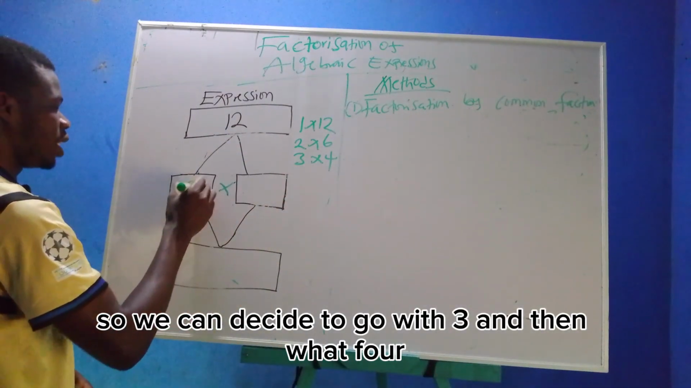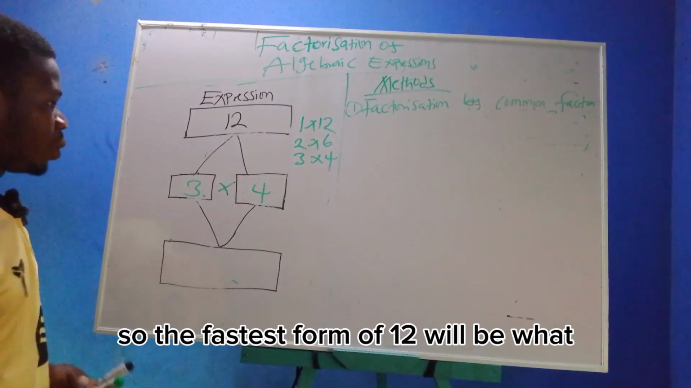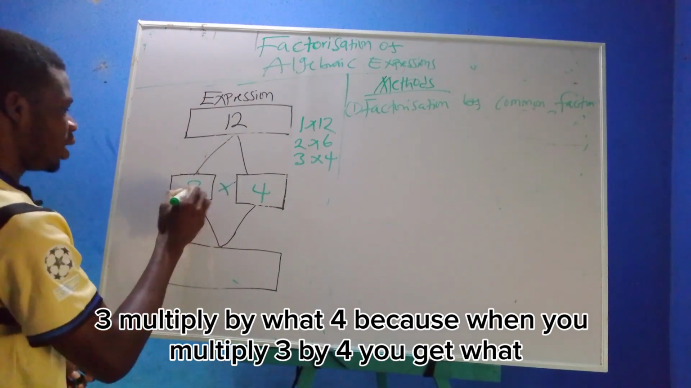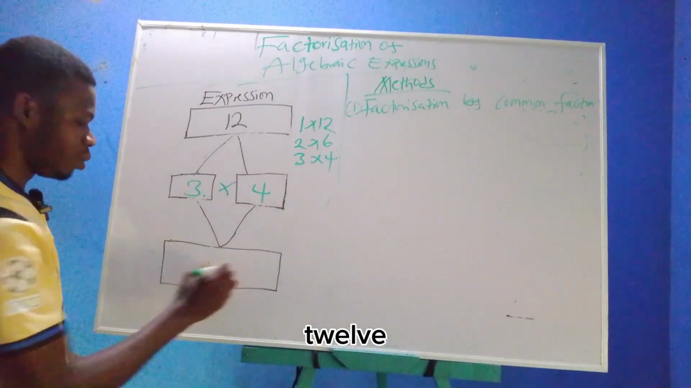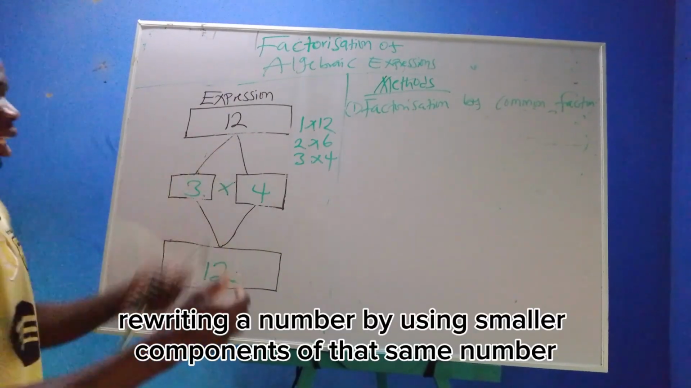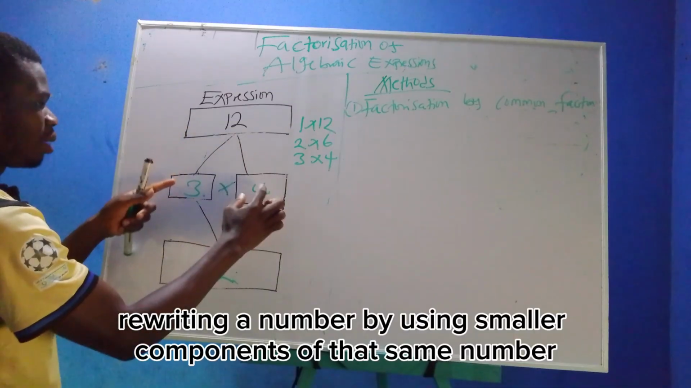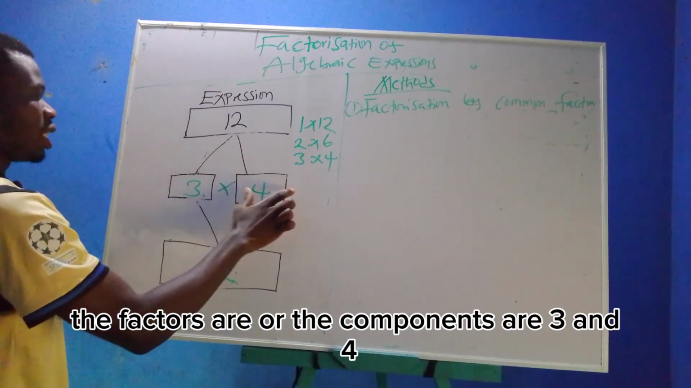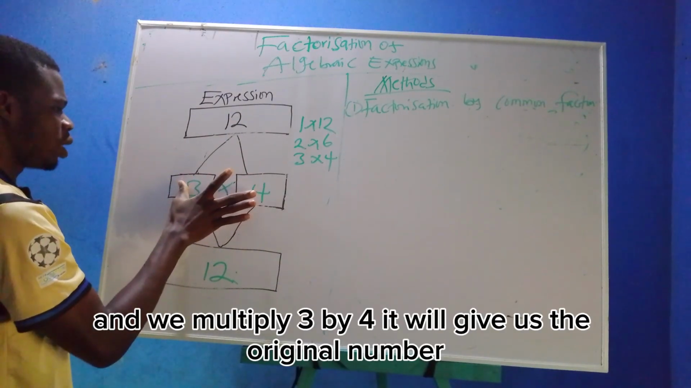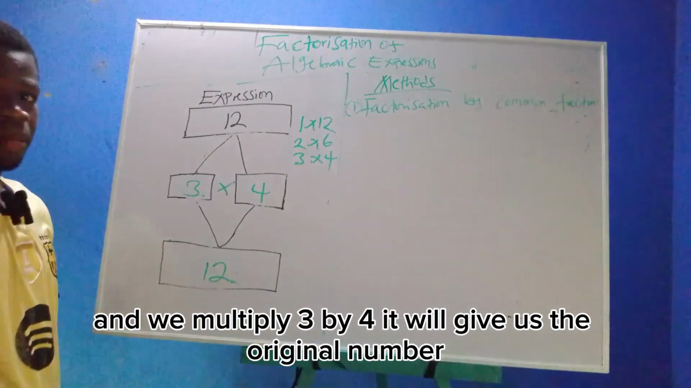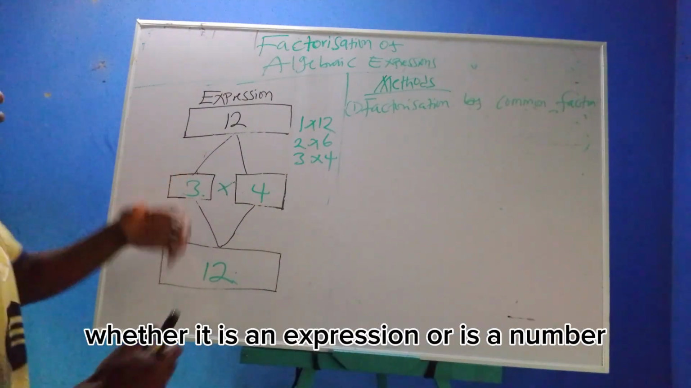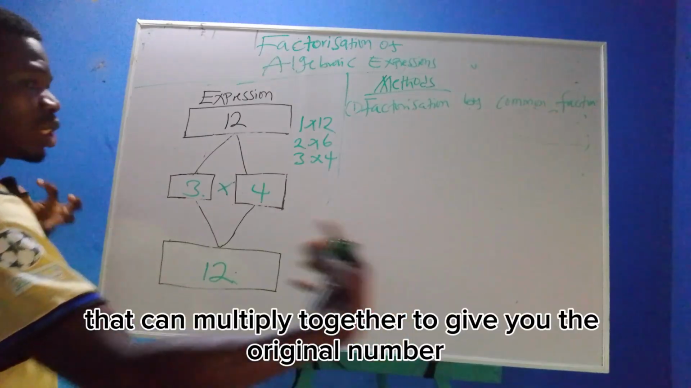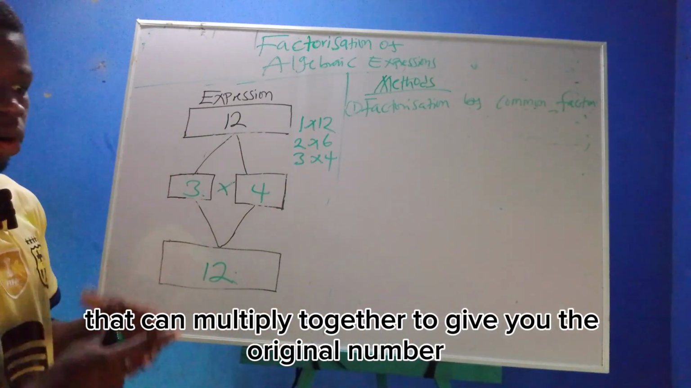So we can decide to go with 3 and 4. So the factor form of 12 will be 3 multiplied by 4, because when you multiply 3 by 4, you will get 12. So it is basically rewriting a number by using smaller components of that same number, which when multiplied together will give you the original number. Here the original number is 12. The factors, or the components, are 3 and 4. And when we multiply 3 by 4, it will give us the original number. Basically, that is what factorization is. Whether it is an expression or a number, you need to look for two or more components that can multiply together to give you the original number or expression.